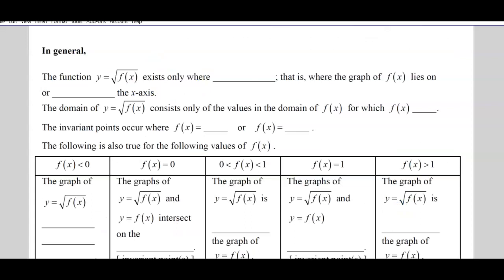Okay, so just to summarize here, square root function exists only where f of x is greater than or equal to 0. That is where the graph of f of x lies on or above the x-axis. Domain consists only of the values of the domain of f of x for which f of x is greater than or equal to 0. Invariant points when it equals 0 or 1.